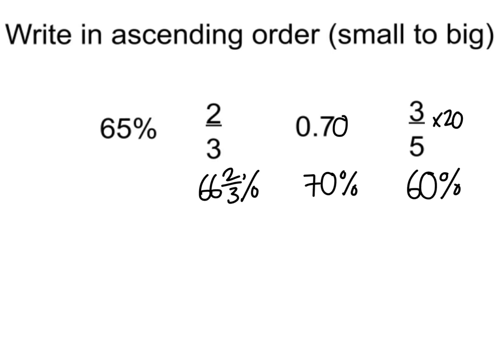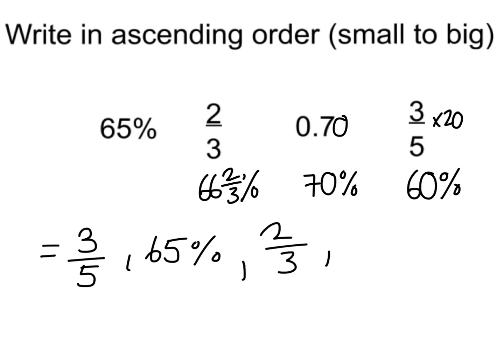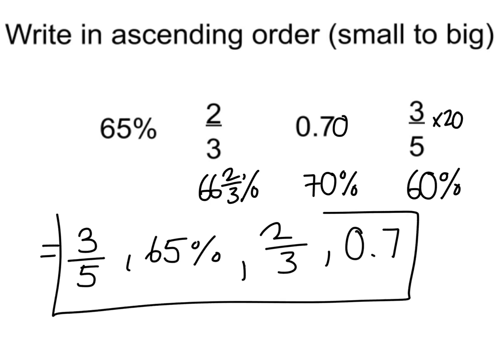So to put them in order, we go back to the original values. So 3/5 was the smallest. Then we had the 65%. And then they were pretty much in order after that. Then we had the 2/3. And finally we had the 0.7. So there is your answer for that one. So you should always go back and put them into order with the values you were given to start with.